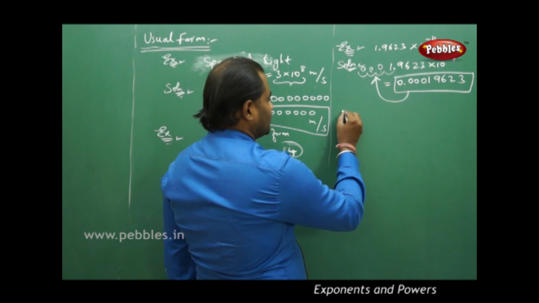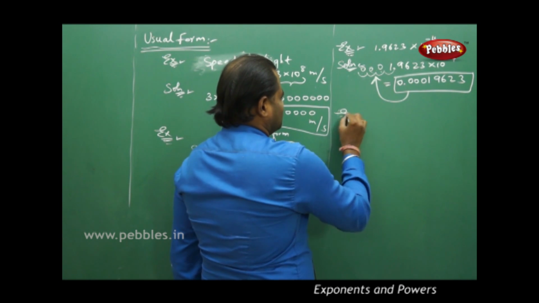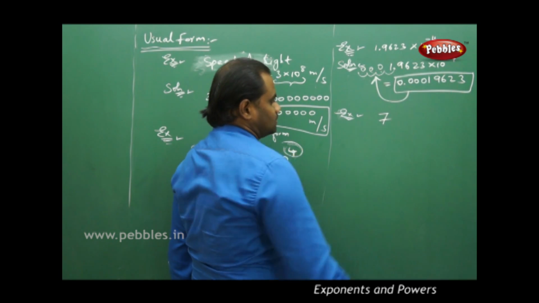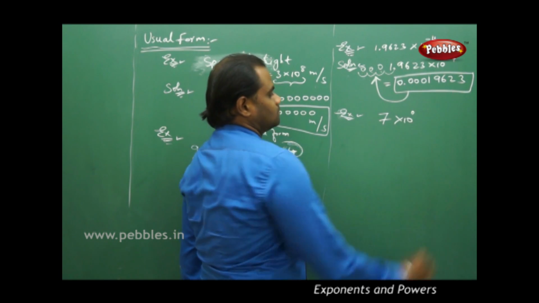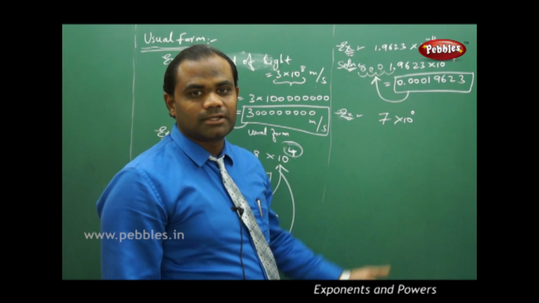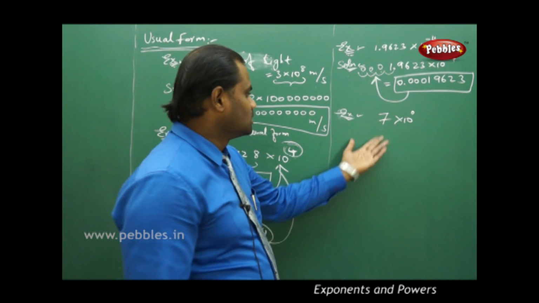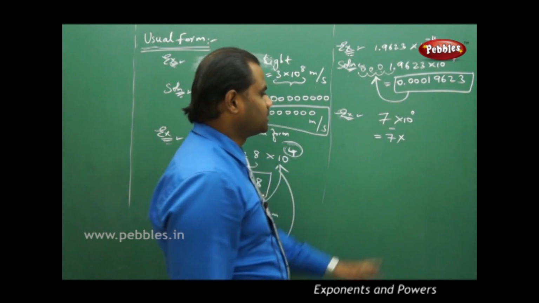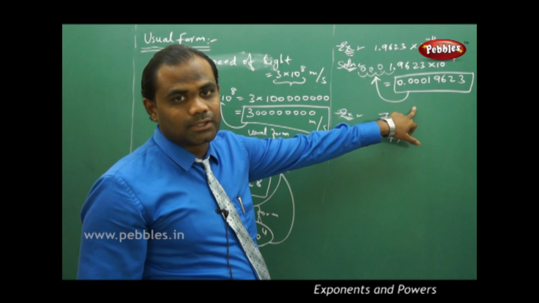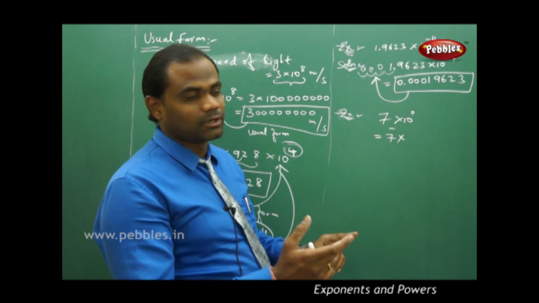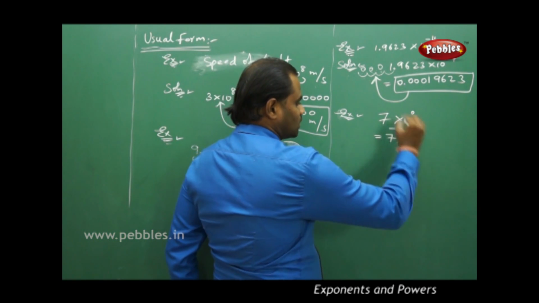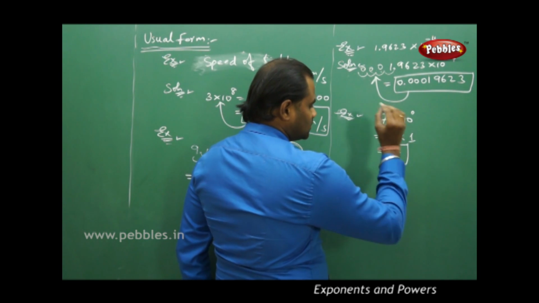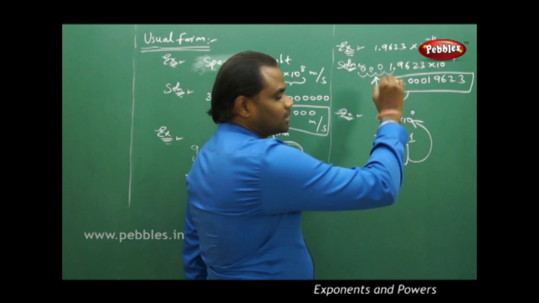Now, when I have an example, 7 into 10 to the power of 0. This is the standard form, and it's very easy to simplify because this standard representation can be converted to the usual form by taking 10 power 0 using the laws of indices. As we have visited through exponents, 10 power 0 is always 1. So this would be 7 times of 1, which is 7. So this is called the usual form of the given standard form.